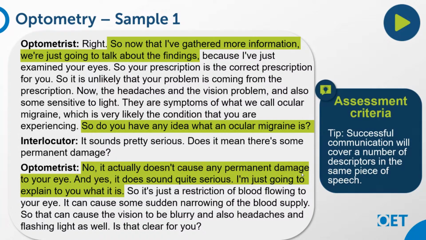So my tip here is don't just treat the assessment criteria as individual items that you can attempt to tick off one by one. Successful communication will actually cover a number of the assessment descriptors in the same piece of speech. And this was a good example of how you can evidence more than one thing to the assessor at any one time.